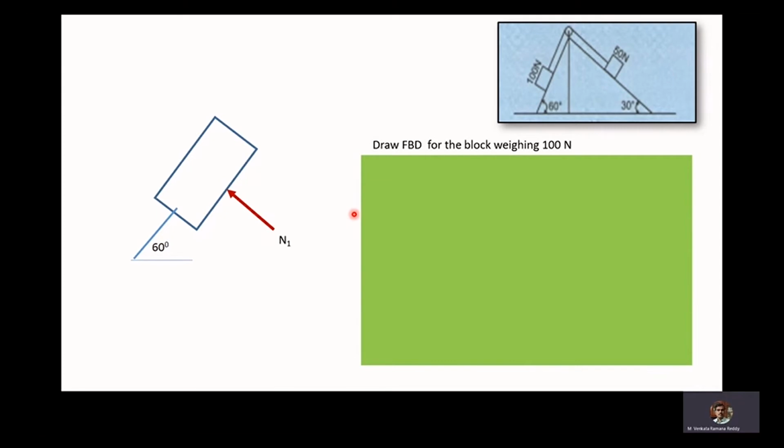N1 is the normal reaction. Weight always acts vertically down. As the block tends to move down, the frictional force acts up along the incline and the inertia force also acts up along the incline. T is the tension in the string, always acting away from the body. Now resolve this 100 newton weight force into components along the incline and normal to the incline.